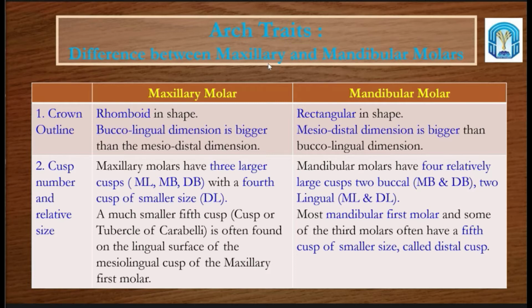Most mandibular first molars and some of the third molars often have a fifth cusp of a smaller size called a distal cusp. Usually, the mandibular first molar has a fifth cusp called the distal cusp. Sometimes the mandibular third molar also has the distal cusp.